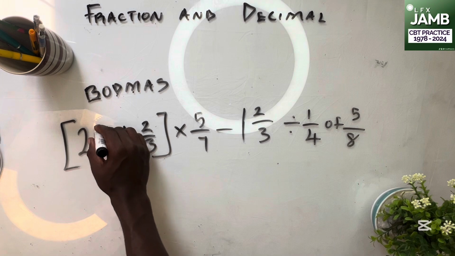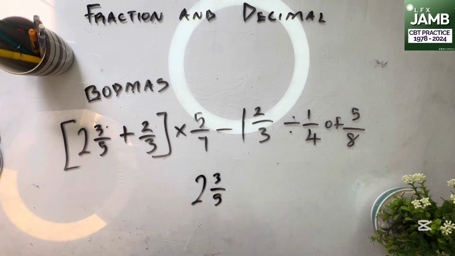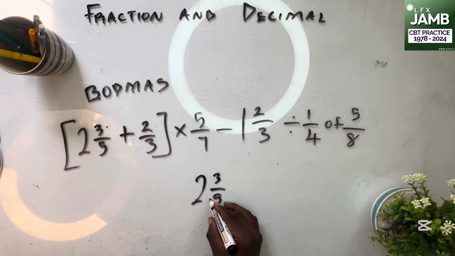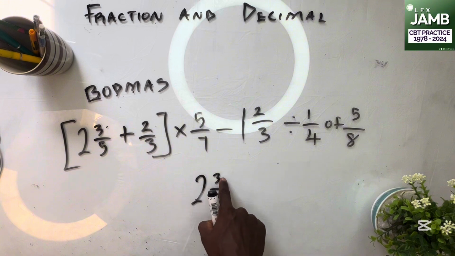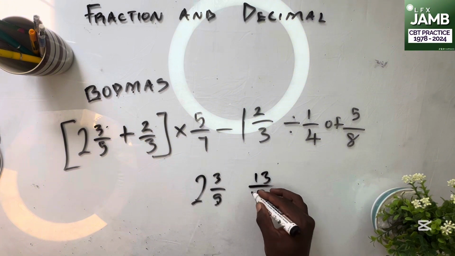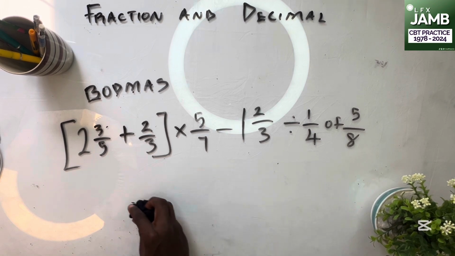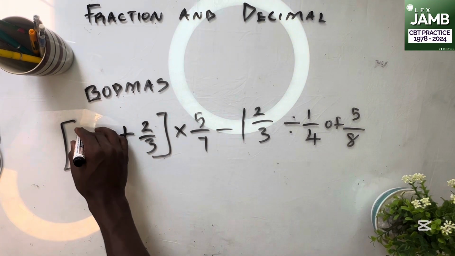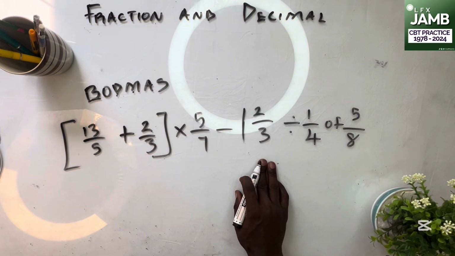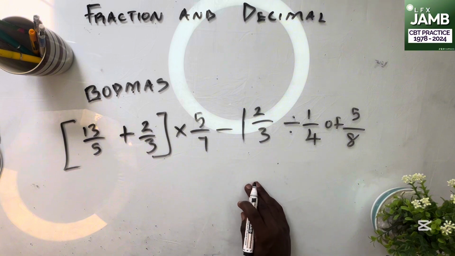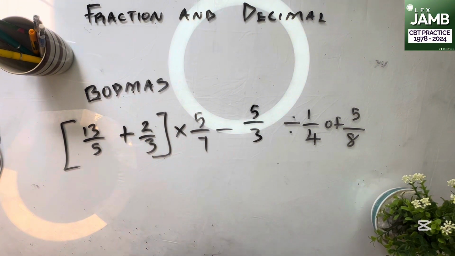So when we have 2 and 3 over 5, the way to convert that, we use this 5 to multiply the integer, 2 times 5 to give us 10, and 10 plus 3 is what? 13 over 5. So this is 13 over 5. And here it will be giving us what? Good. It will be giving us 5 over 3.